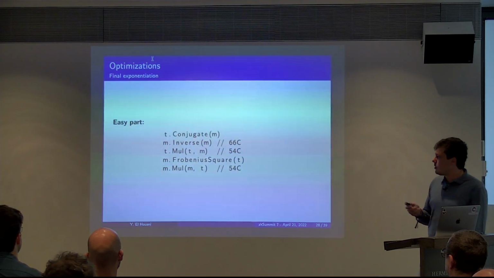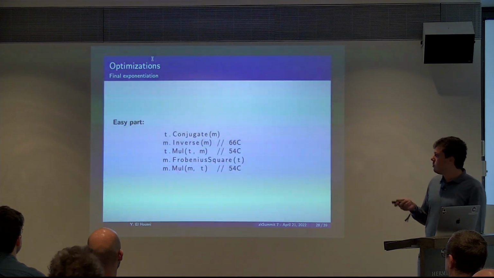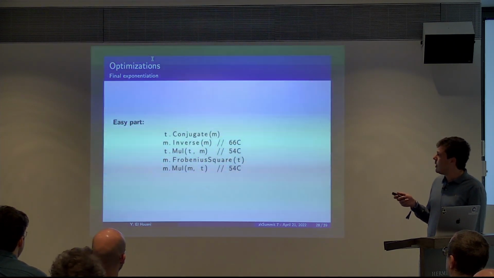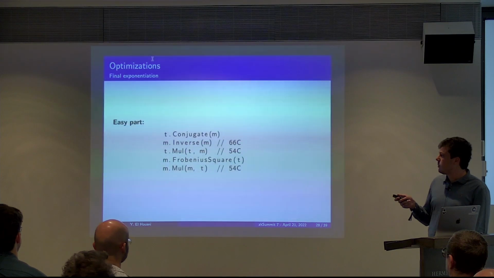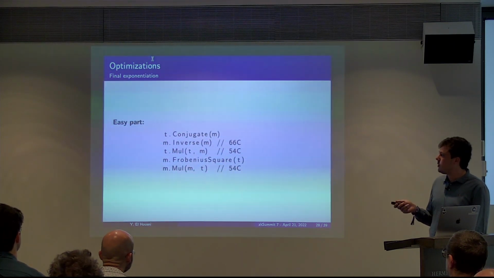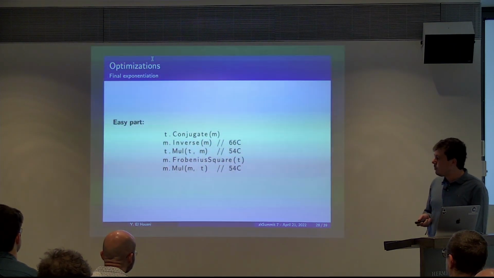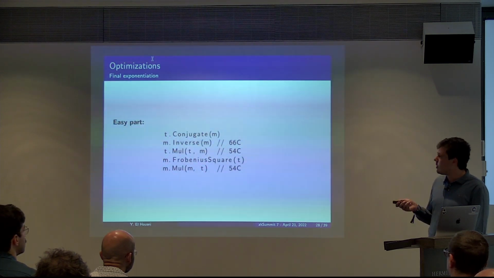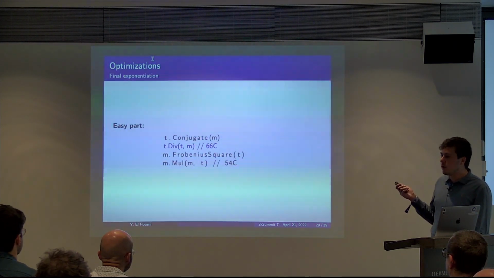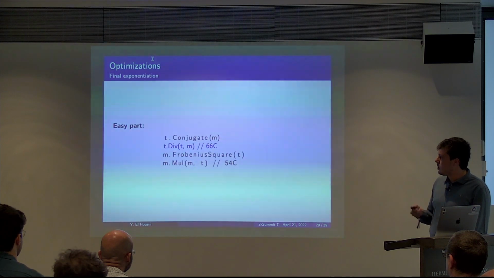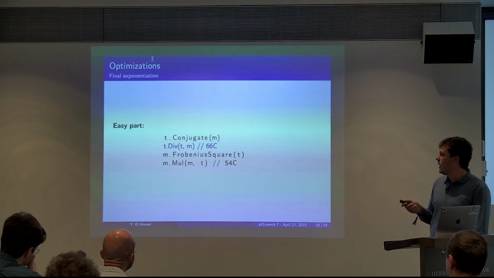For the final exponentiation, the easy part is just this code. You do a conjugate, no constraints added. An inverse, 66 constraints. Multiplication, 54. Frobenius square, no constraint. And multiplication, 54. As I said, you can merge inverse and multiplication, so inside of the circuit, you just get rid of one.